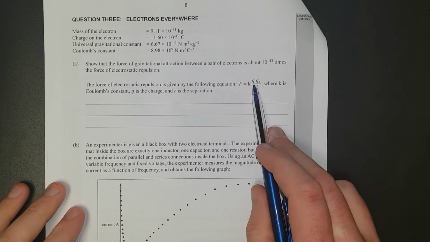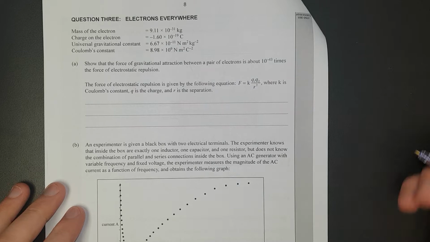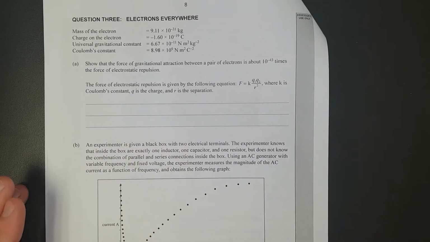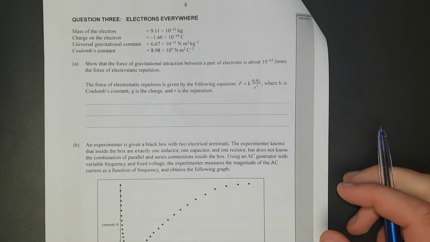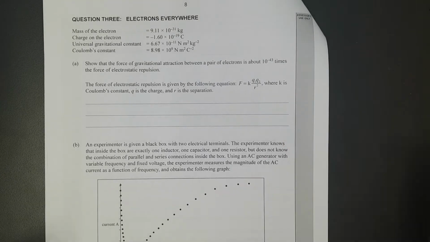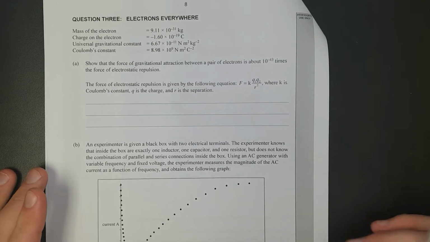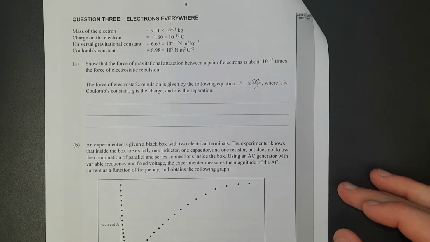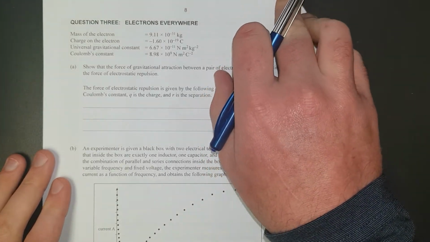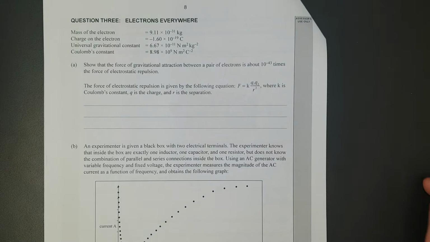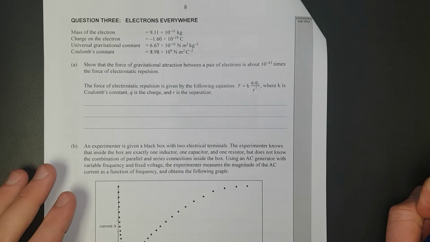This is the electrostatic repulsion equation where k is Coulomb's constant, q is the charge of an electron, and r is the separation between the two. All in all, this question's like a higgledy-piggledy question. It's got questions on every area of all of year 13 and 12 physics. This is pretty common knowledge: gravity is very, very weak compared to the strong nuclear and the electromagnetic force.